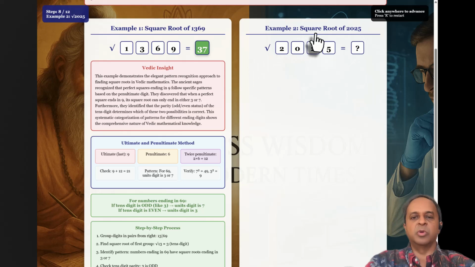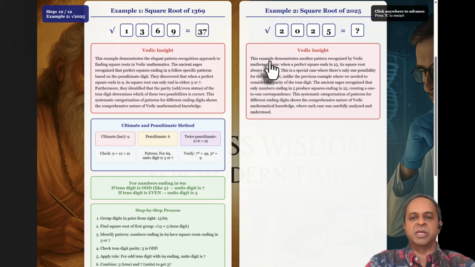You can look at another example. In this case, we're going to find the square root of the number 2025. The same thing, we look at 25. This example demonstrates another pattern recognized by Vedic mathematics. When a perfect square ends with 25, its square root always ends with 5. So the units digit will be 5. This is a special case where there's only one possibility for the units digit, which is 5.